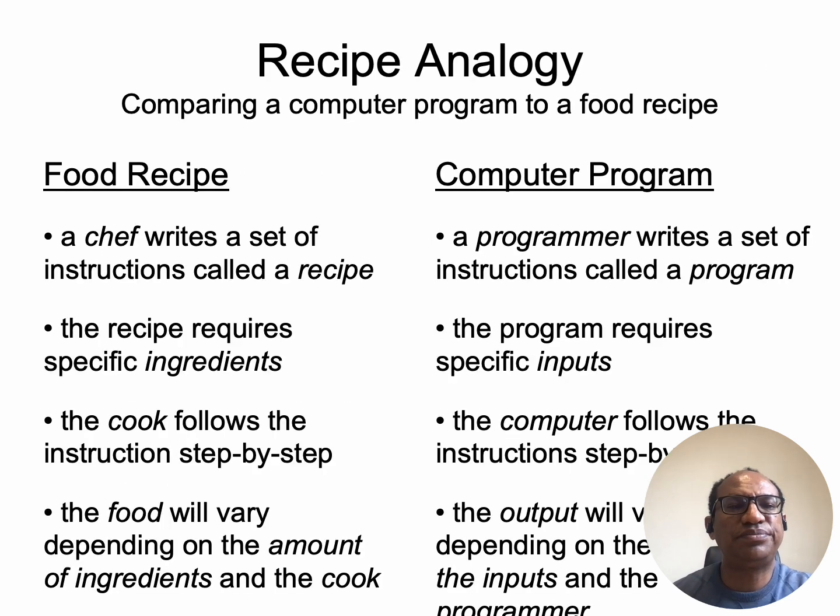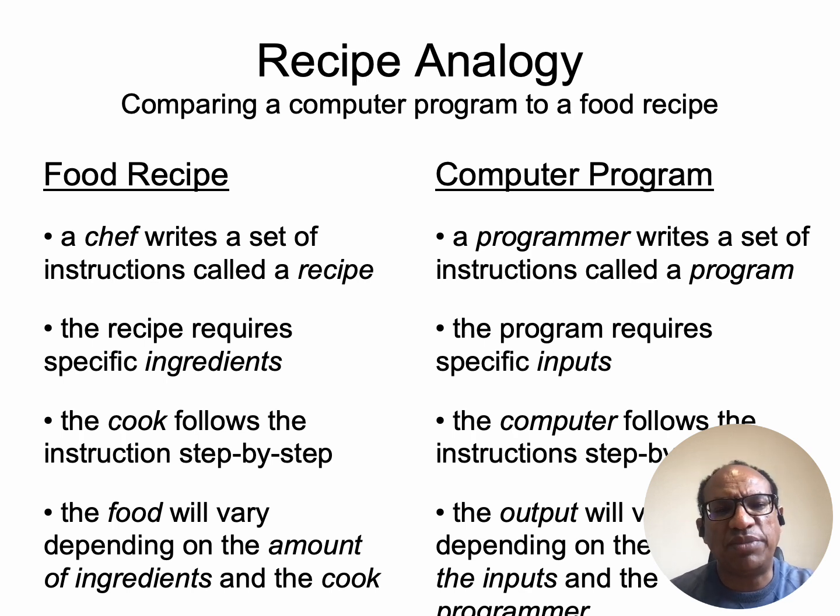complex operations. One of the best ways to understand programming is through a recipe analogy. Think about how a chef follows a recipe to prepare a dish. The chef writes down a set of instructions in the recipe. The recipe requires specific ingredients. The chef follows the steps in order to prepare the dish. The outcome may vary depending on the ingredients used and the cook's skills.